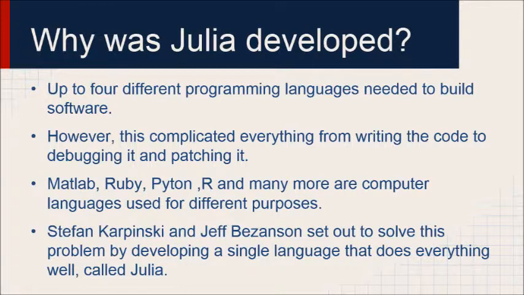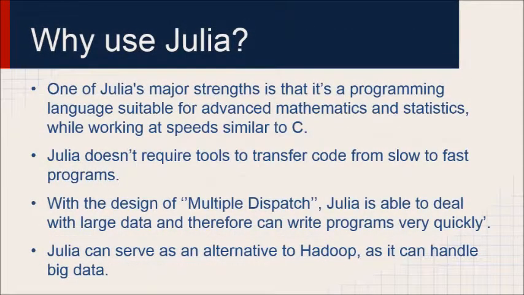In an attempt to solve this problem, Stefan Karpinski, Jeff Bezanson, and a number of different computer scientists set out to develop a single language that does everything well, called Julia. Programmers often use tools that translate slower languages like Ruby and Python into faster languages such as Java or C, but the faster code must also be translated, or compiled, into code that the machine can understand. This adds to the complexity of the matter and increases the chance of errors. However, Julia doesn't need this intermediary step.